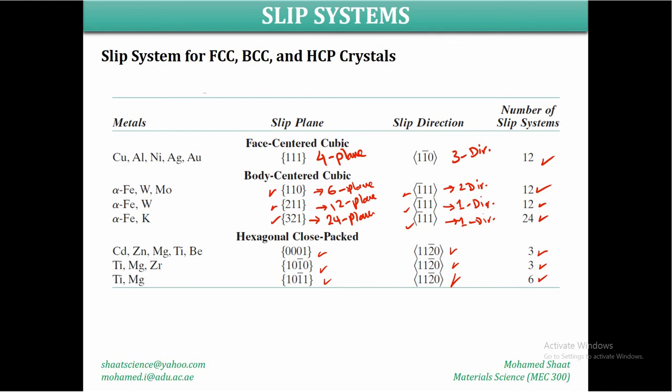But it would be much easier for BCC or FCC crystal structures to achieve plastic deformation, or to move the dislocations inside the material structure. Why? Because we have so many slip system options, so it would be easy for the dislocation to move following any one of these 12 or 24 slip systems. So that's why plastically deforming the FCC or BCC crystal structure is much simpler and easier than plastically deforming a hexagonal crystal structure. Make sense?